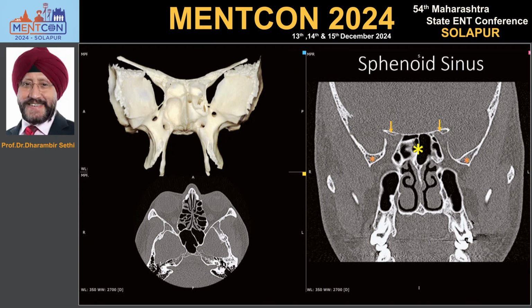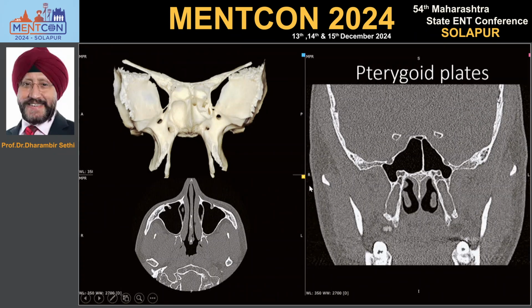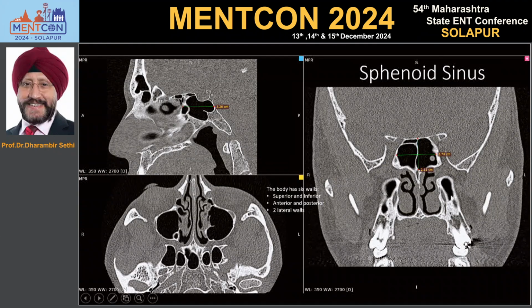The sphenoid sinus has 6 walls: superior and inferior, anterior and posterior, and 2 lateral walls. And the pterygoid plates are the 4th part of the sphenoid bone. So this is the sphenoid sinus itself.